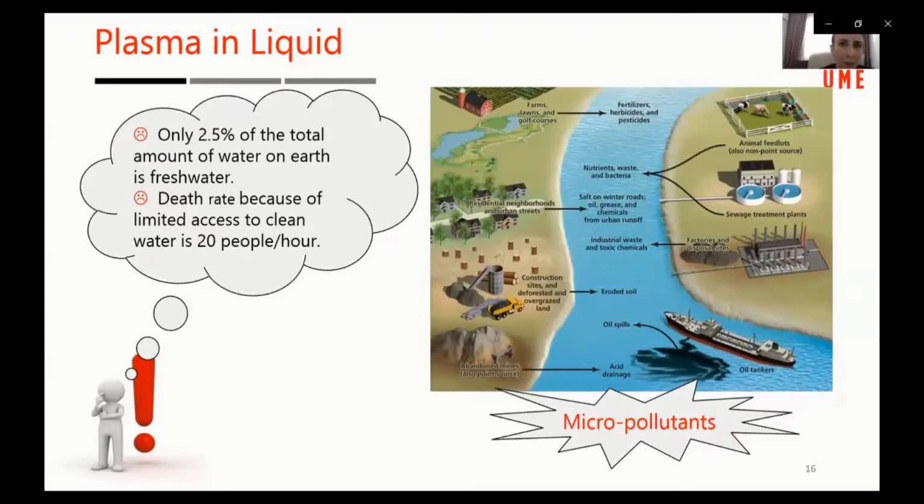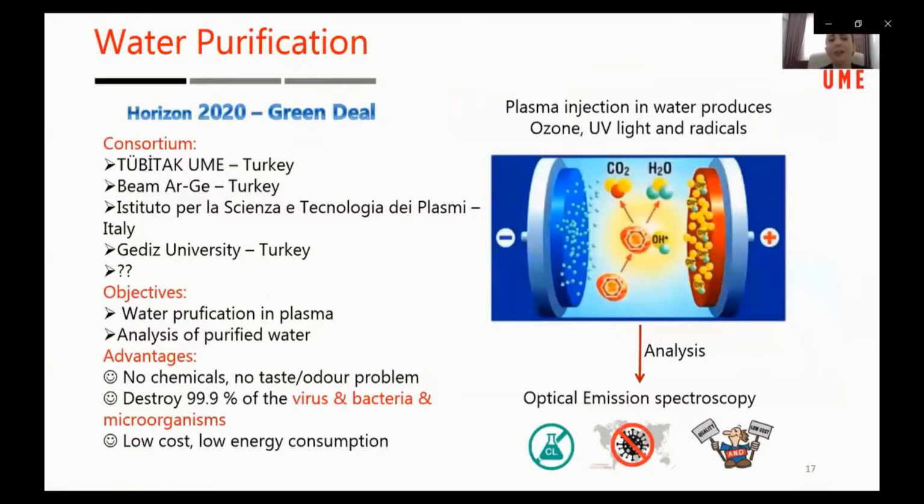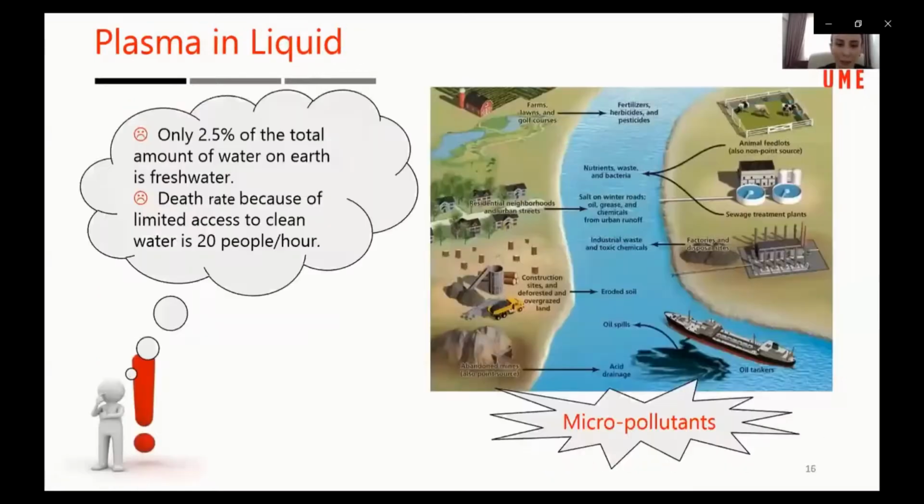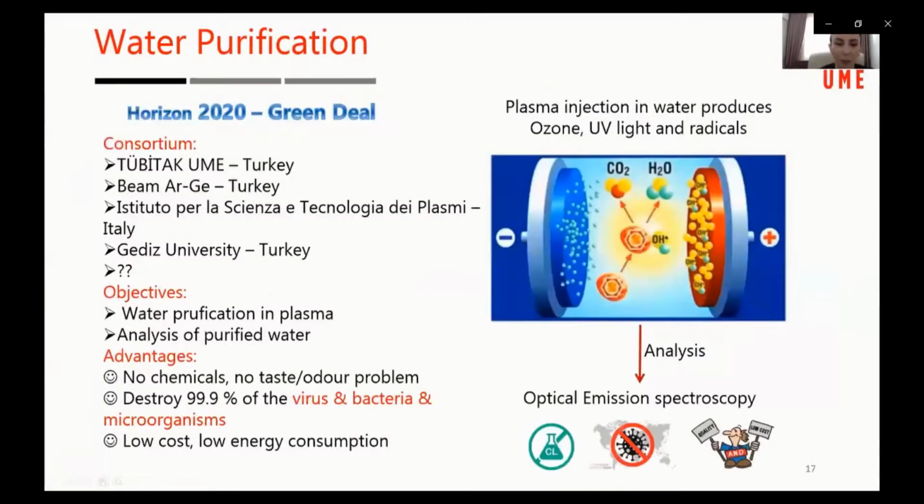And the bad news about this is that the current water treatment methods cannot get rid of micropollutants. But if we have plasma, and if we inject plasma in water, we can purify water, we can even treat water to get rid of these micropollutants. Okay, so plasma injection in water will help us to destroy 99.9% of the virus, bacteria, or microorganisms.